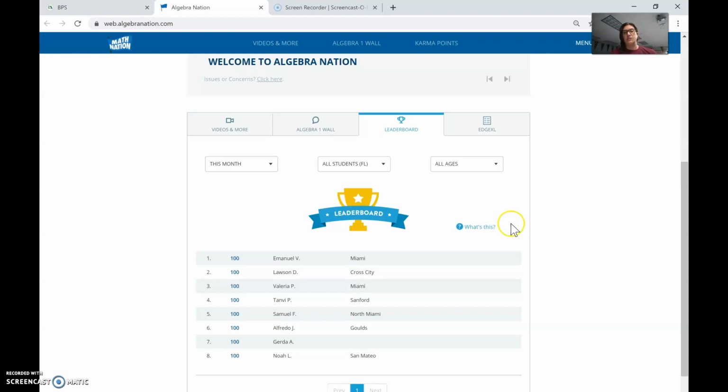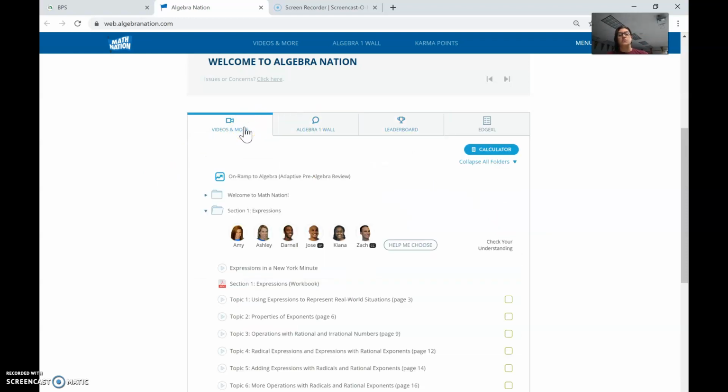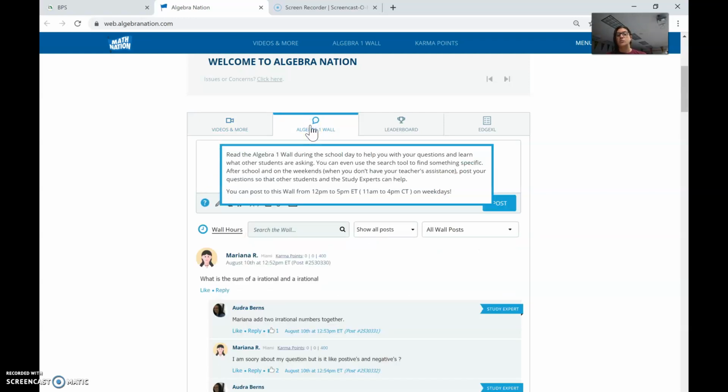So it's an option. But those are the two main things I want you guys to use when you're working with Algebranation. So if you need extra help, you can go watch those videos. If I taught you something and you're like, yep, still not getting it, well, go see if they can help. And again, it follows right along with your workbook. And then the Algebra Wall, when you're not in class, you can use that to post questions.